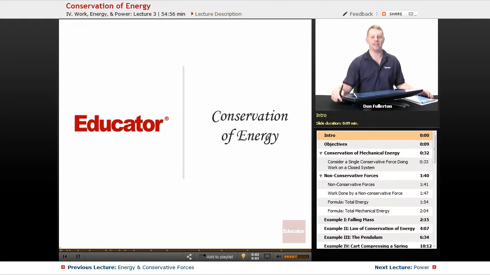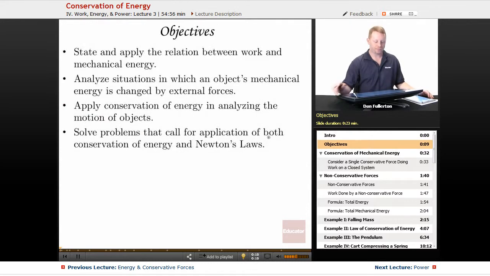I'm Dan Fullerton, and in this lesson we're going to talk about conservation of energy, one of the most useful concepts in the entire course. Our objectives include stating and applying the relation between work and mechanical energy, analyzing situations in which an object's mechanical energy is changed by external forces, applying conservation of energy in analyzing the motion of objects, and solving problems that call for applications of both conservation of energy and Newton's laws of motion.